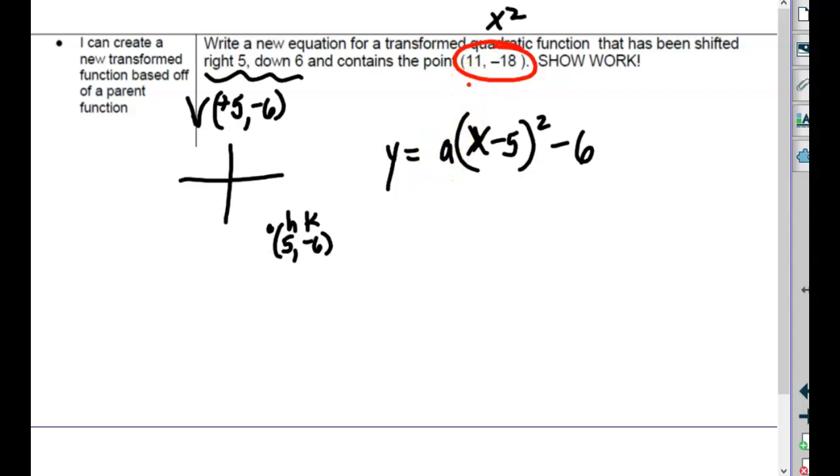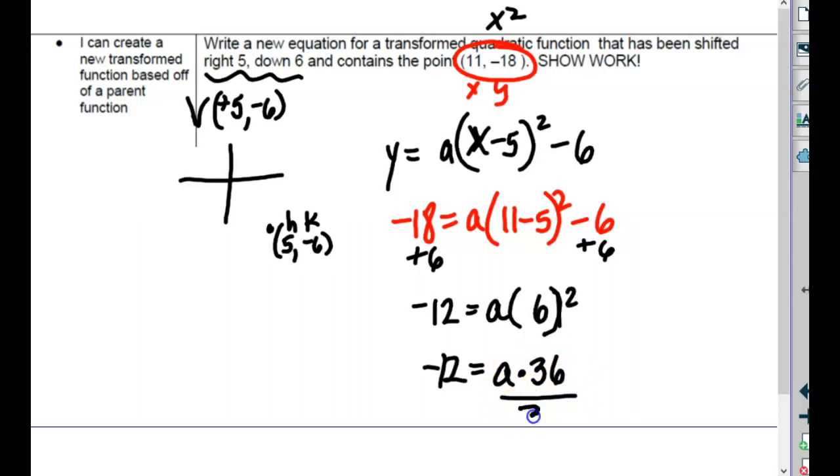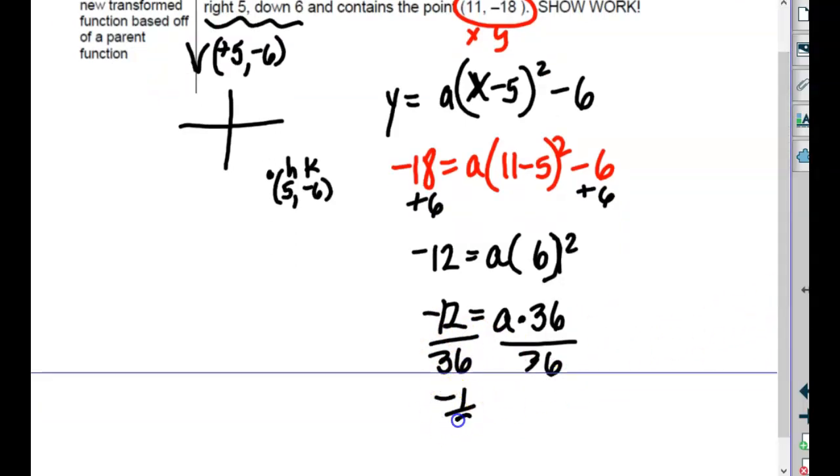11, negative 18. This is an x, this is a y. Negative 18 equals a times 11 minus 5 squared minus 6. Anybody talk me through that? Please, please tell me you're going to remember to add the 6 over here. Yeah, and you can write that as 36a, but you are going to have to divide by 36. And that comes out negative 1/3. Anybody else get that?